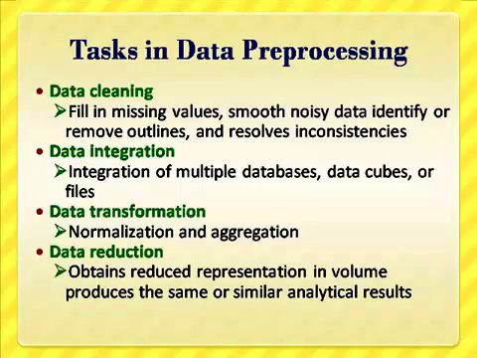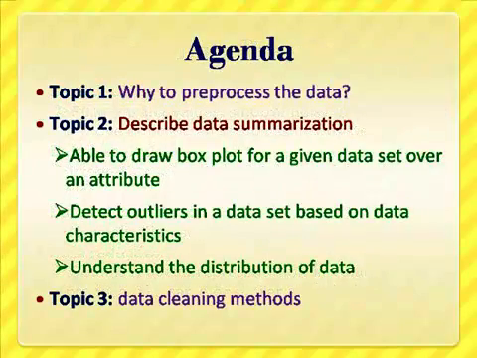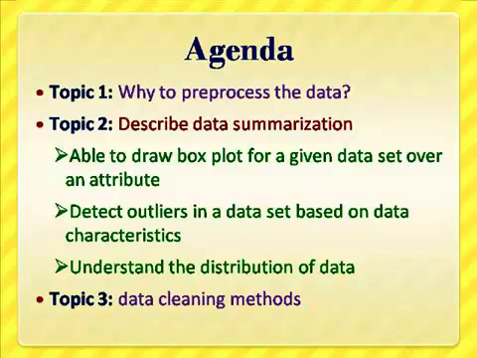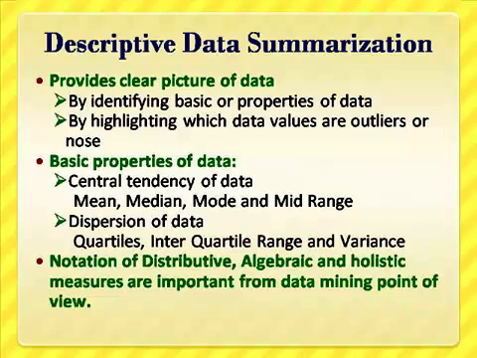Topic 2. The second topic is descriptive data summarization. The objective of this topic is to understand how the data is distributed, and also you should be able to draw a box plot for a given data set over an attribute. We can also detect outliers in a data set based on the characteristics of the data. Descriptive data summarization provides a clear picture of the data.